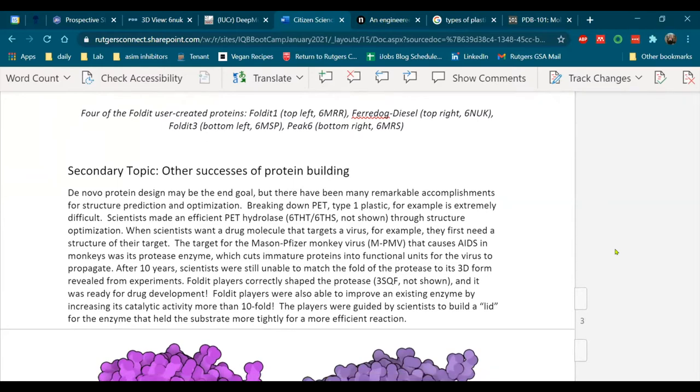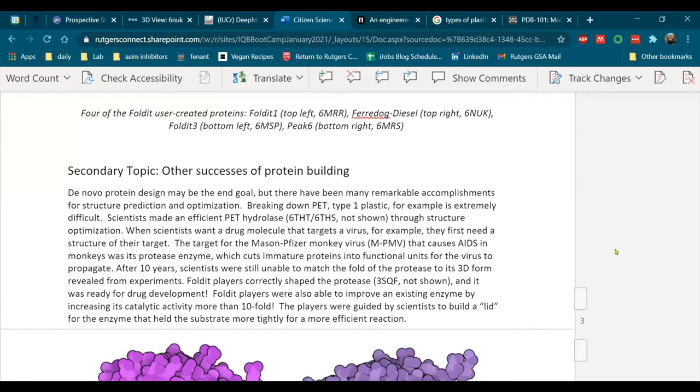Okay, for the secondary topic, other successes of protein building. De novo protein design may be the end goal, but there have been many remarkable accomplishments for structure prediction and optimization. Breaking down PET type 1 plastic, for example, is extremely difficult. Scientists made an efficient PET hydrolase, PDB IDs, through structure optimization.